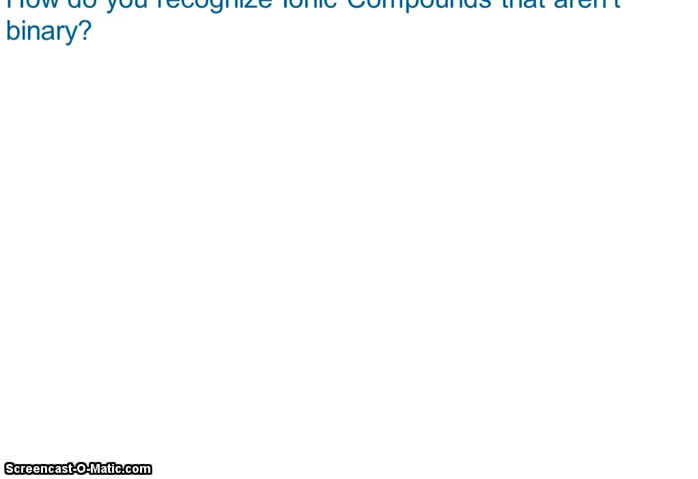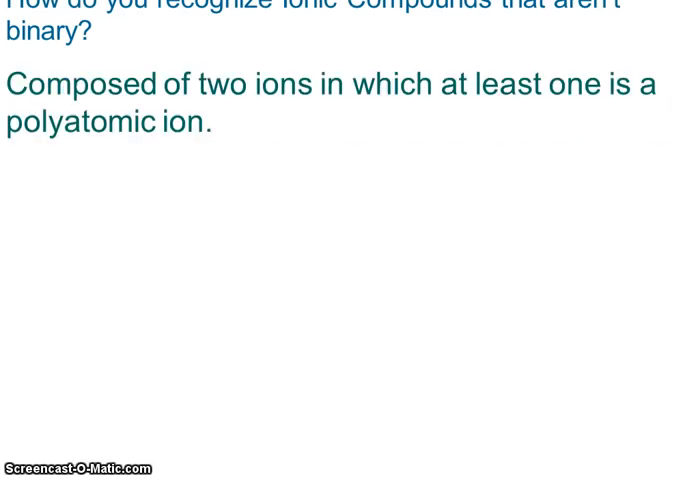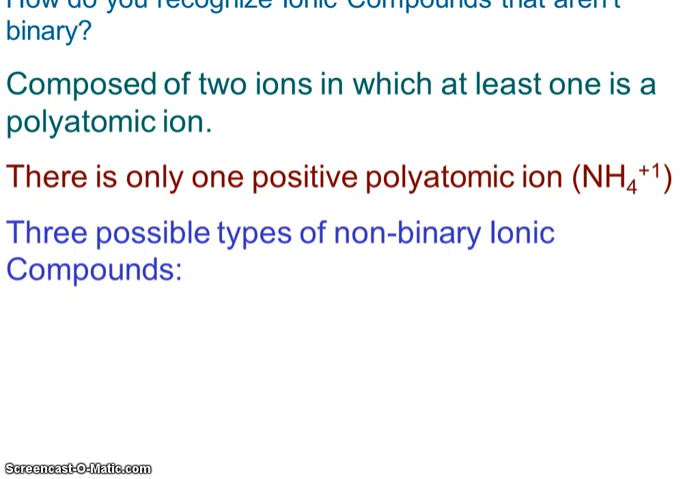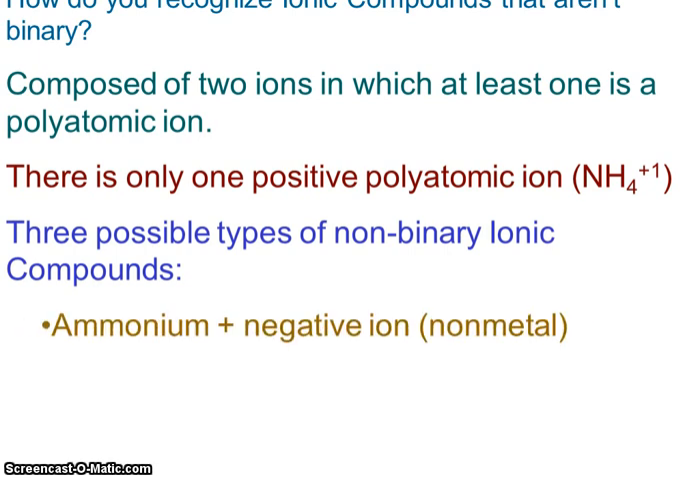So how do I recognize compounds that aren't binary? That's pretty simple. I'm going to have a polyatomic ion present, and there's going to be more than 2 elements. So if I count on my fingers the number of elements, there will be more than 2. There's only one positive polyatomic ion, and so there are only 3 possible types of non-binary ionic compounds. There are those where ammonium is the positive ion, and I have some negative nonmetal.